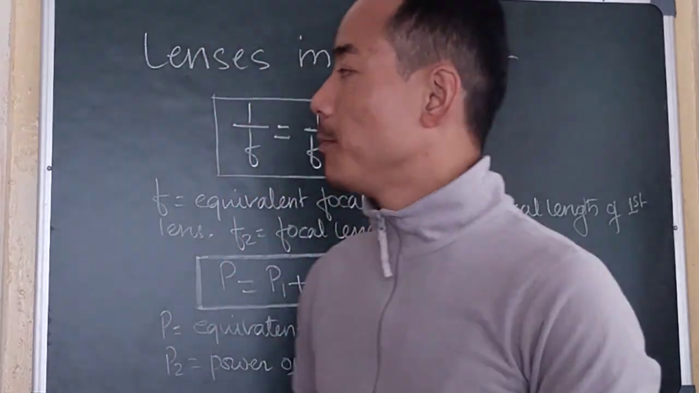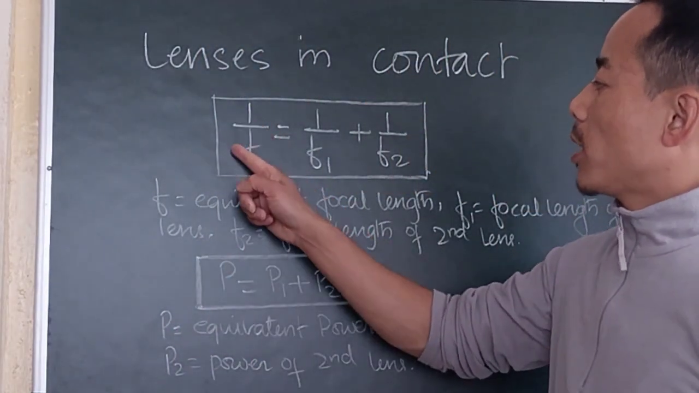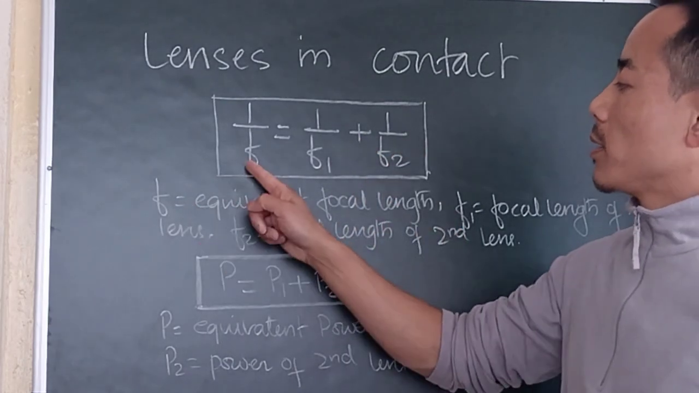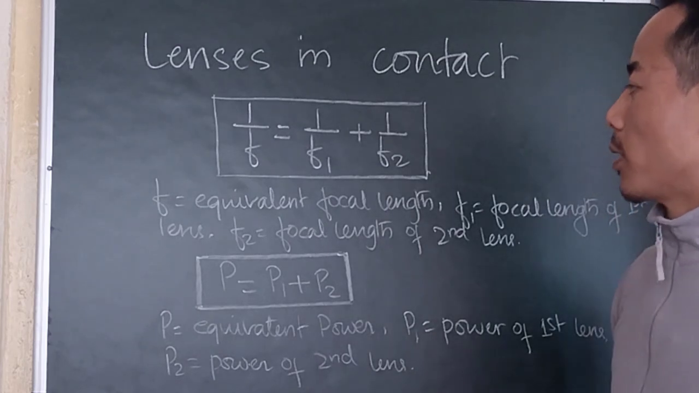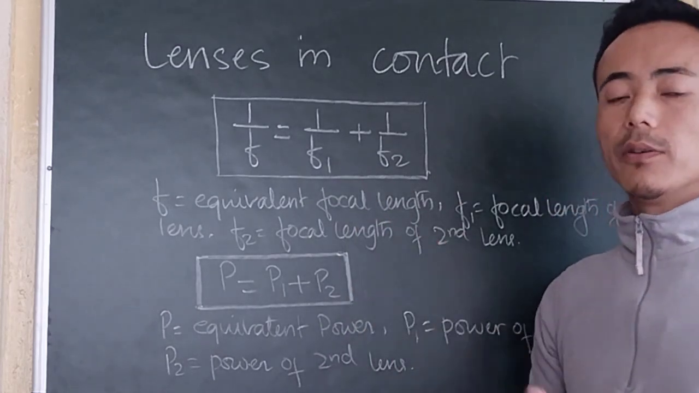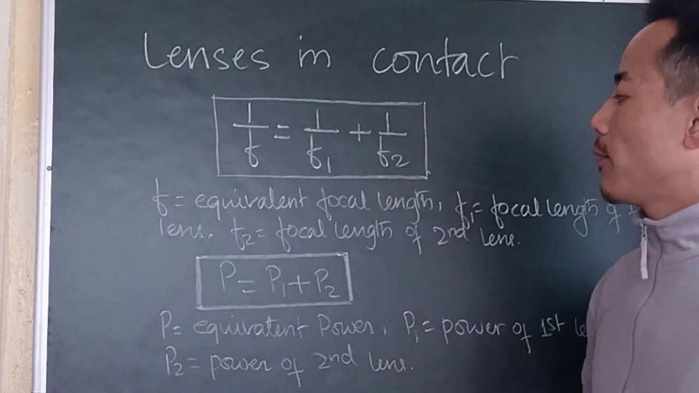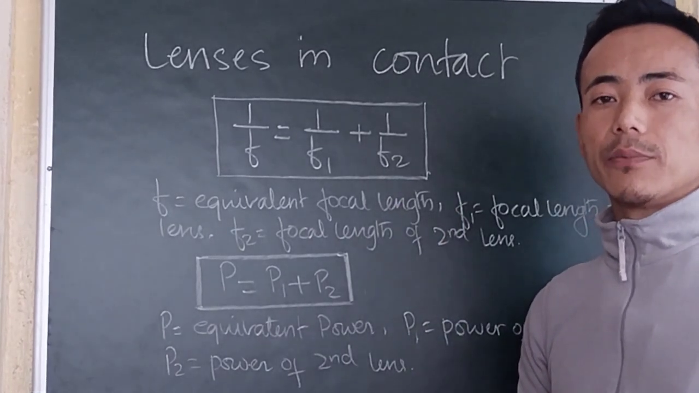The formula for calculating the equivalent focal length is 1 by f equals 1 by f1 plus 1 by f2, where f stands for the equivalent focal length, the resultant focal length. f1 is the focal length of the first lens, it may be concave or convex, and similarly f2 is the focal length of the second lens. So here you have two lenses kept in contact.